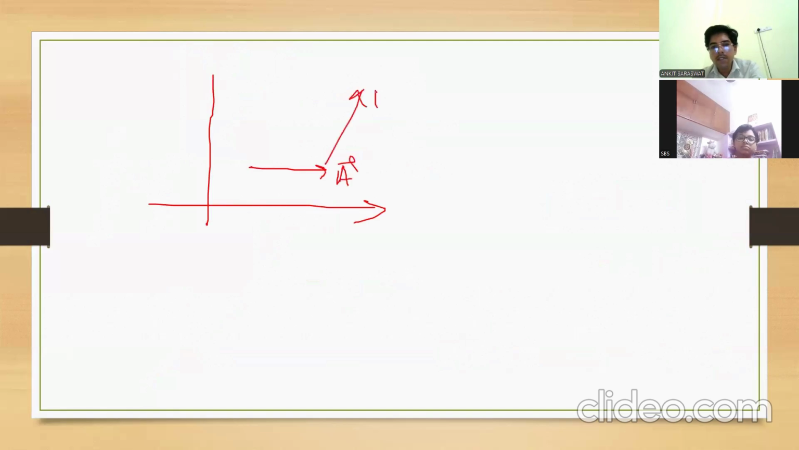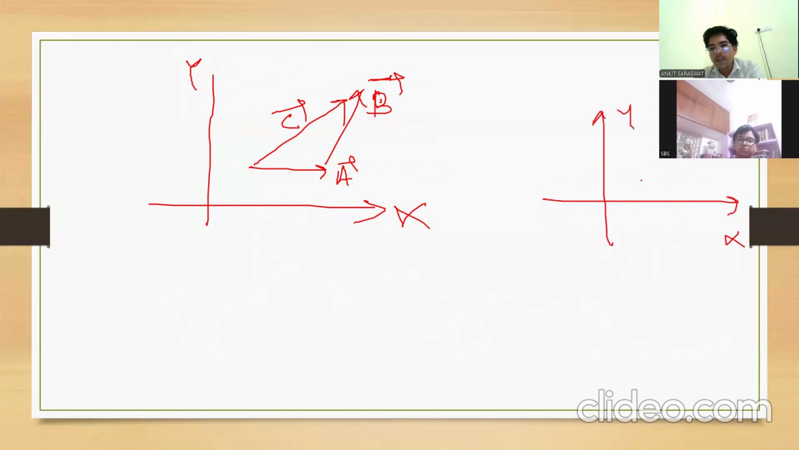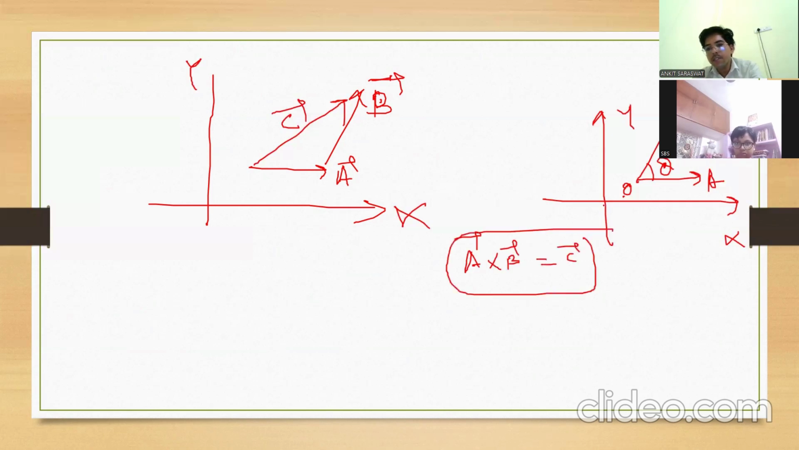Now in what case can I say it may or may not be coplanar? See, if A vector is this, B vector is this, and C vector is given like this, then these three vectors are lying in the XY plane. Then we can say they are coplanar. Here AB is coplanar, ABC is coplanar. But in this case, for example, taking the XY plane, A vector is this and B vector is this. This is theta. If you find A cross B, and A cross B equals C vector, then this C vector is always perpendicular to A and B. It means C vector will be along the positive z-axis. It will not be in the same plane.